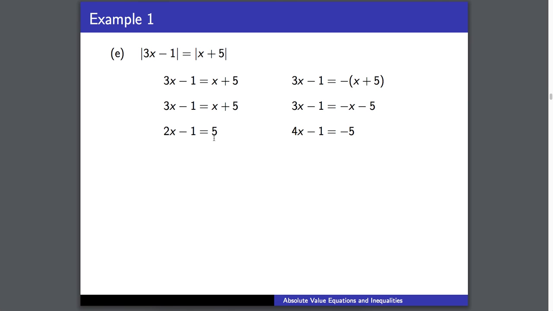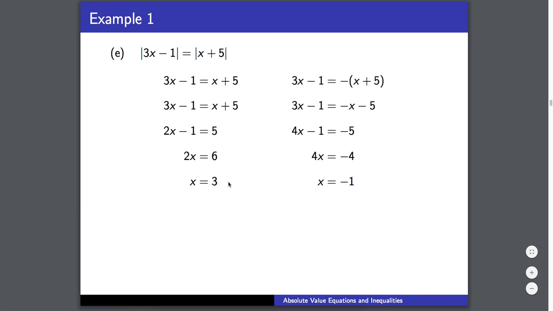So for this first one, we subtracted x from both sides. We got 2x minus 1 equals 5. For this second one, we added x to both sides and got 4x minus 1 equals negative 5. Adding 1 to both sides in each of our equations, our first one, we're going to get 2x equals 6, and our second one, we're going to get 4x equals negative 4. So then doing some division, we get x equals 3 or x equals -1.